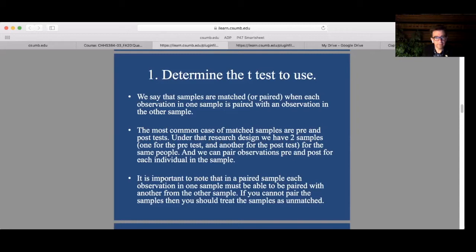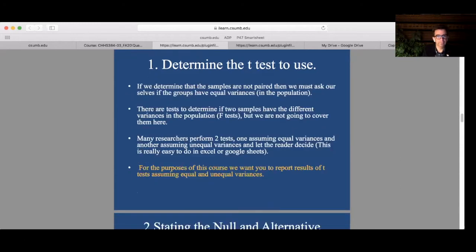All right, and I explained this. It is important to note that in a paired sample, each observation in one sample must be able to be paired with the other one in the other sample, right? If you cannot pair them, then your samples are not matched. That's good.